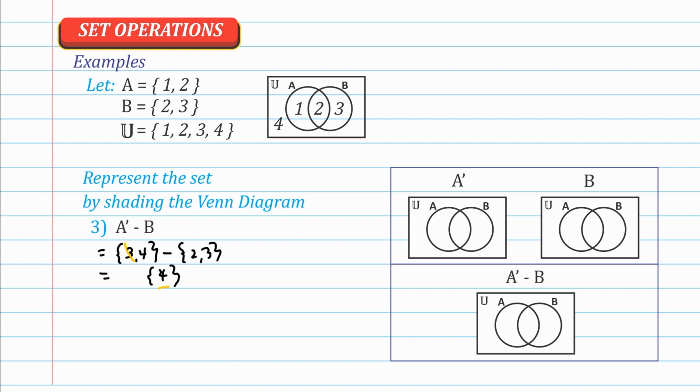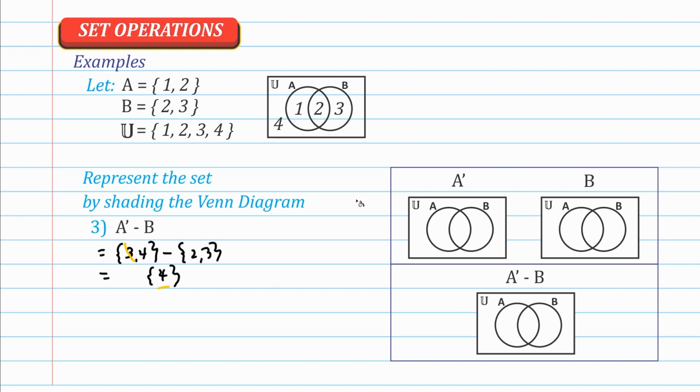If we shade our Venn diagram here, we have already written A prime minus B, A prime minus B. We have this one. So what we will do is we shade 4. So doing that, where is region 4 that we can shade? This one. And there you have it. That represents A prime minus B.